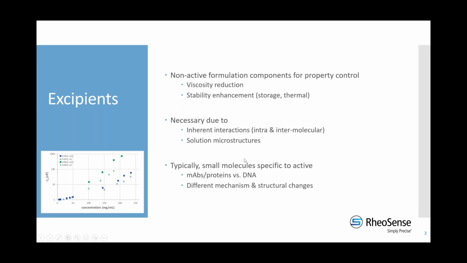Most often the excipients are going to be small molecules, and by that I mean something with a molecular weight such that it would not be classified as a polymer. The excipient will be specific to the particular active in your formulation. So we're talking today about antibody and protein type formulations in comparison to formulations with DNA. And these molecules, depending on which active they're meant to work with, will have a different type of mechanism and induce different structural changes.